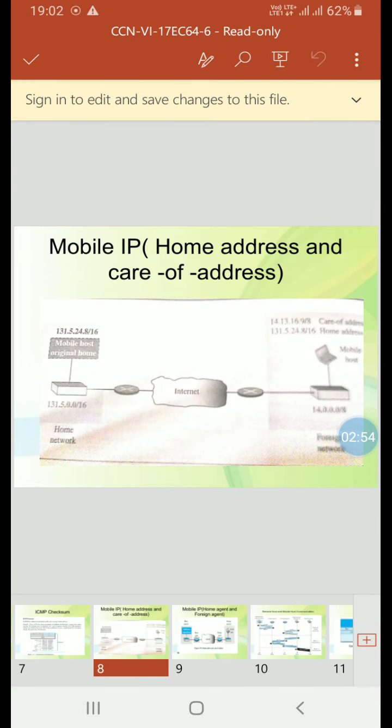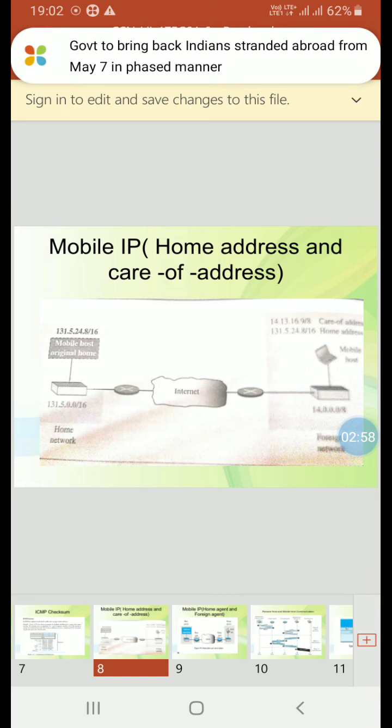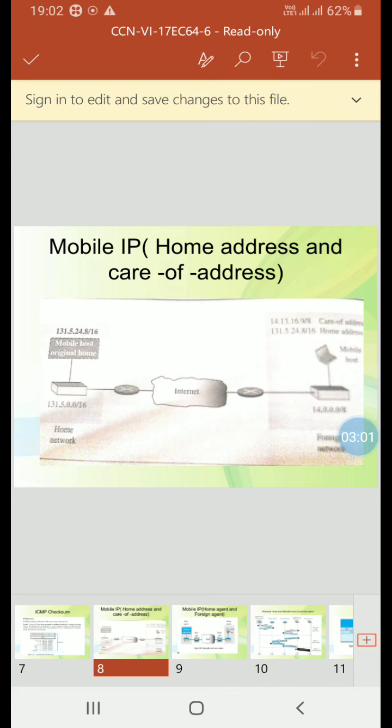Now we'll discuss mobile IP. Mobile IP is an extension of the IP protocol that allows mobile computers to be connected to the internet at any location where connection is possible.